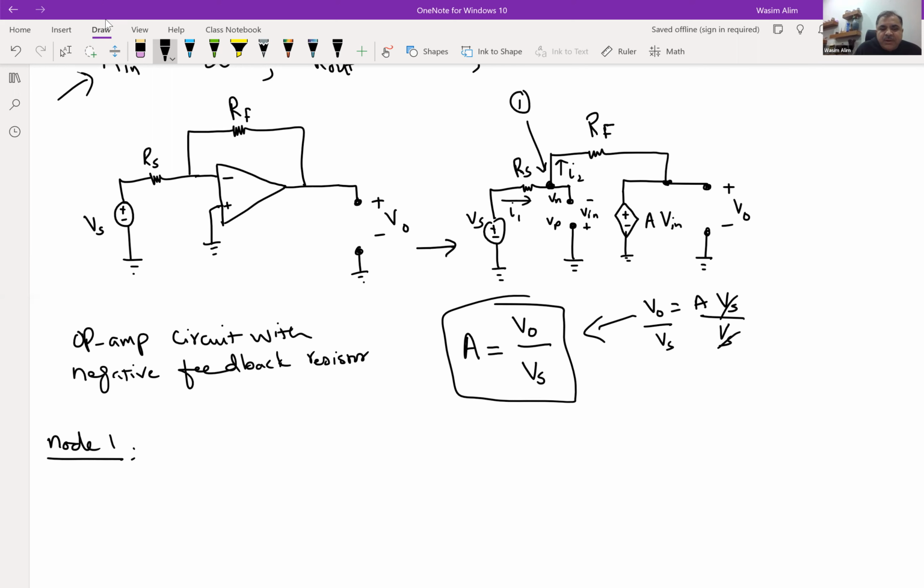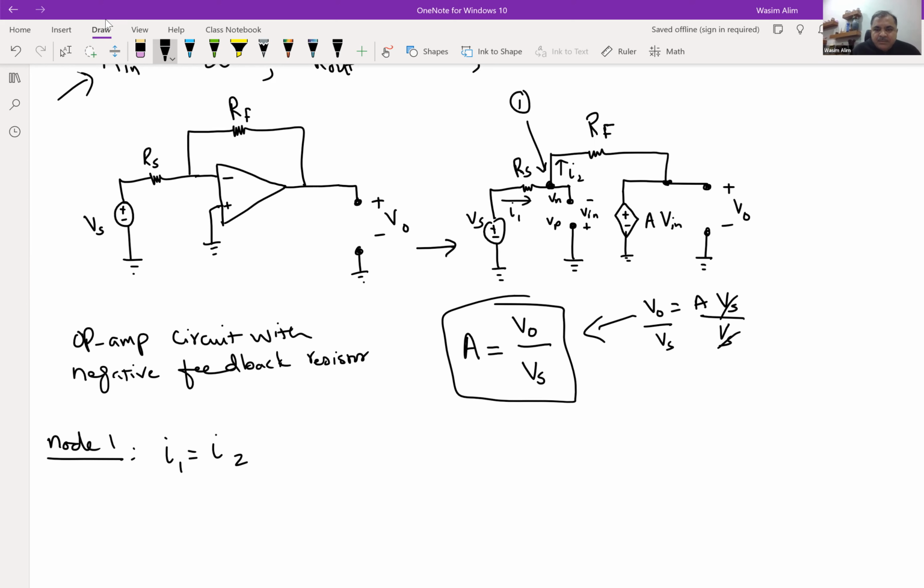The current entering there is equal to the current leaving there, because there are only two currents coming in and out of this node. If you look at the next component connected there, that is the infinite resistor, and no current can pass through a large resistor. So it's effectively an open circuit, and that's the only path for the current to proceed. Then we can say I1 will have to be equal to I2.